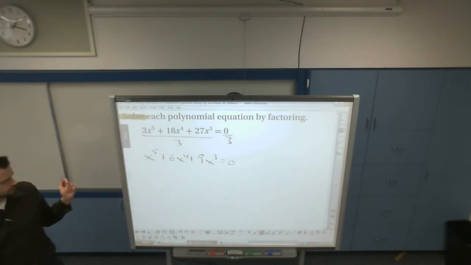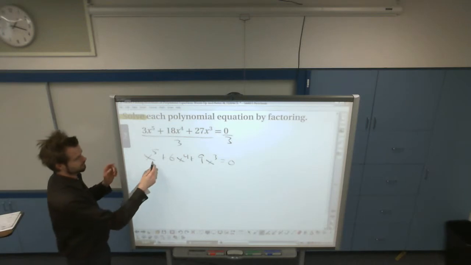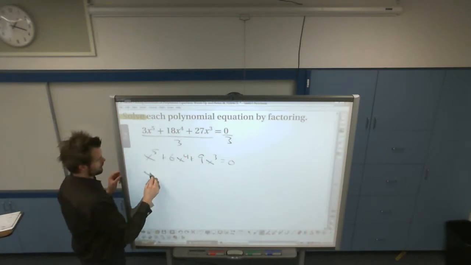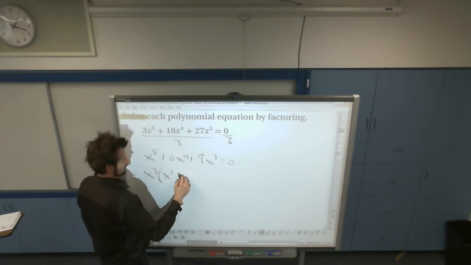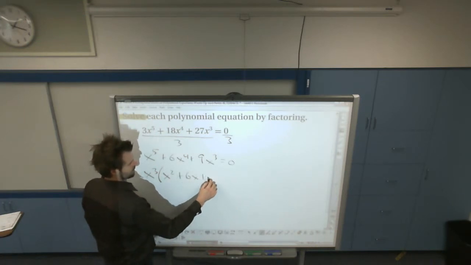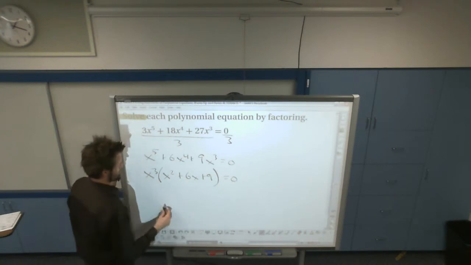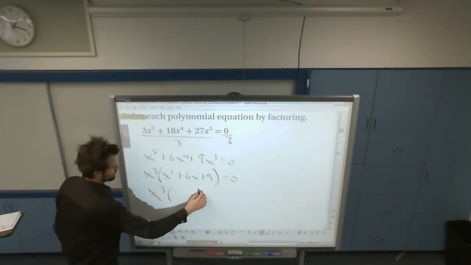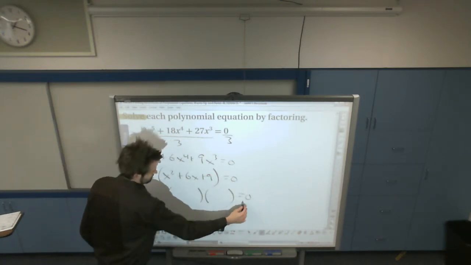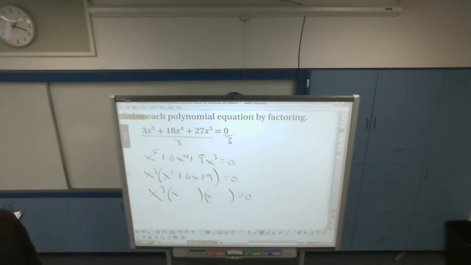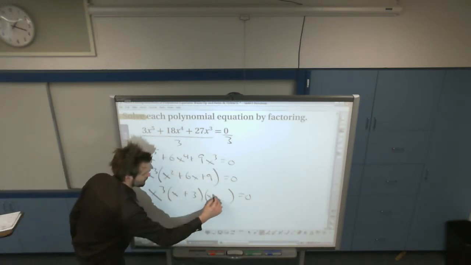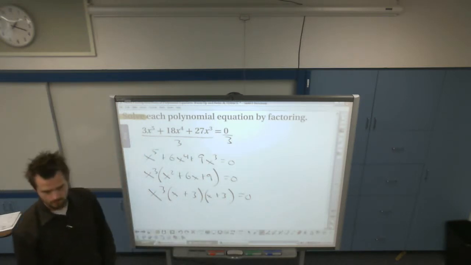Okay. Now let's factor. GCF is x to the 3rd, so I'll pull x cubed out. I've got x squared plus 6x plus 9. I told you this was an easy one. What are my factors there? 3 and 3, right? x plus 3, x plus 3.